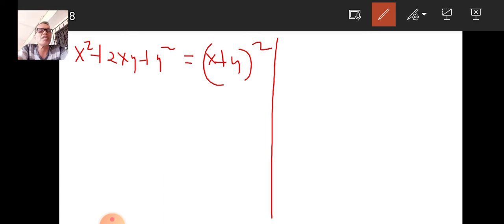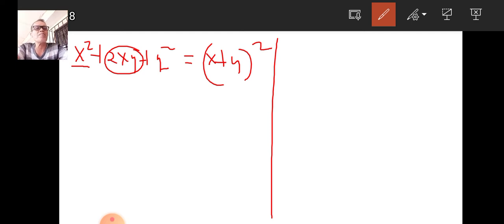So how will you determine if the given product is a perfect square trinomial? You analyze whether the first term is a perfect square and the last term is a perfect square, and the middle term is simply equal to twice the product of the first and the last term. Then the given product is a perfect square trinomial.